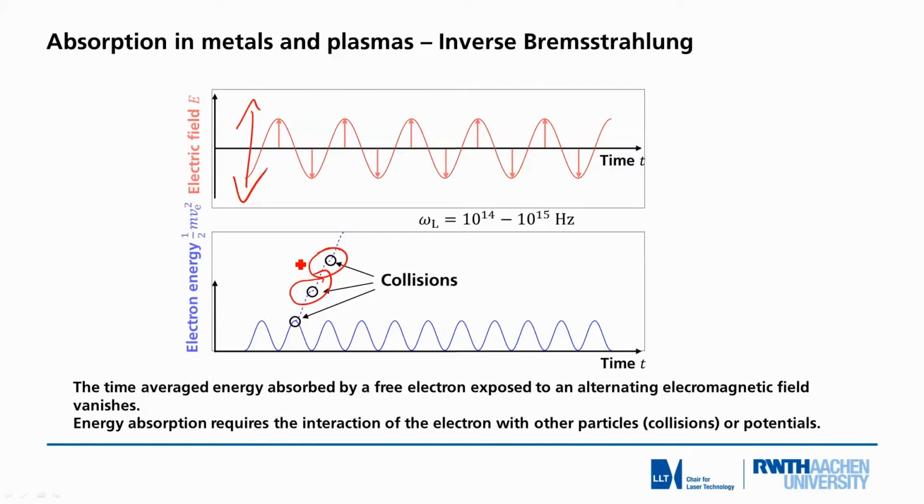Of course, this is an ideal picture, but in reality, we understand in this model that due to the collisions, the phases change, the directions of the electrons change, and therefore they can accumulate energy in this plasma. This is what we then describe phenomenologically just by this collision frequency ν_c.